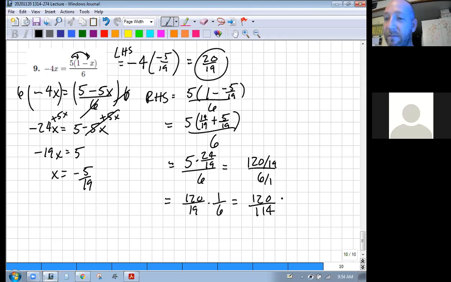Well, let's break it down. 120 is 6 times 20, right? And 114, so I did 6 times 20 because there's a 20 that I'm trying to compare it to. So 114 divided by 6 is 19, so this is 6 times 19. So 20 over 19. The right-hand side is equal to the left-hand side, so this is correct.